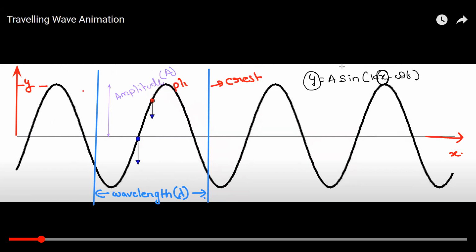If I have minus here, see, I have minus here, right? Since we have minus here, it means that wave is propagating in positive x direction.